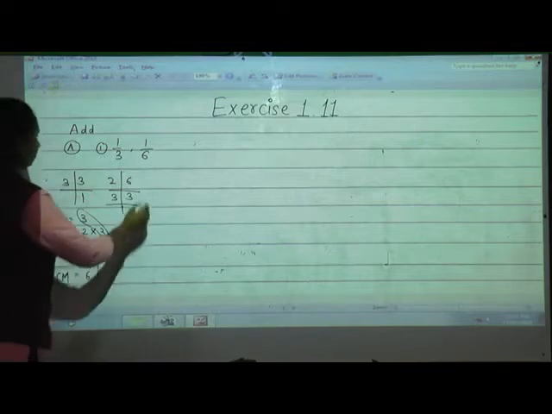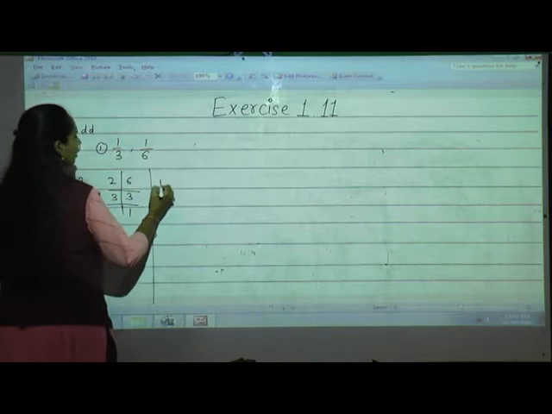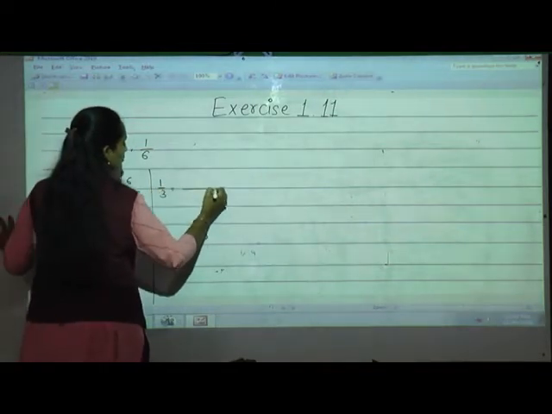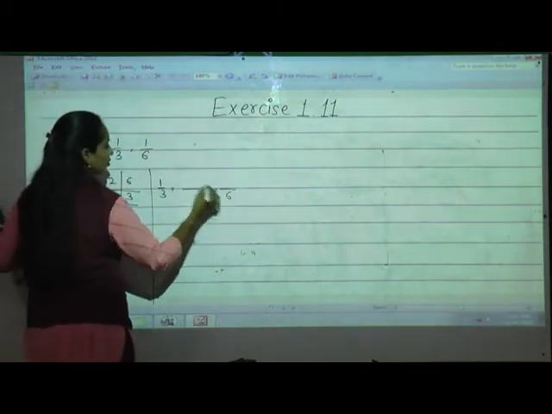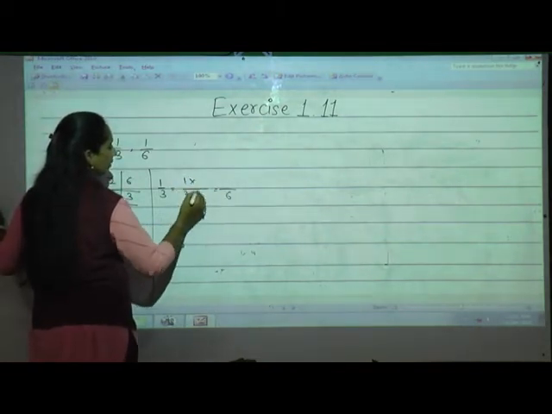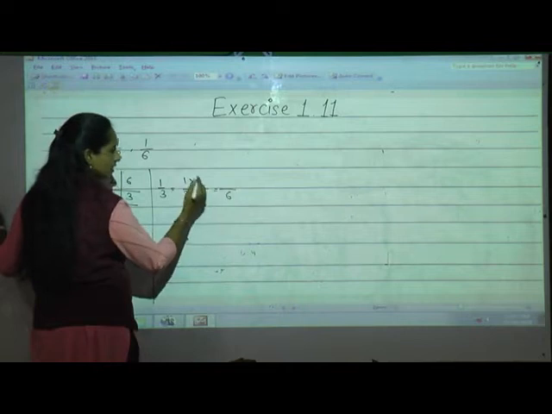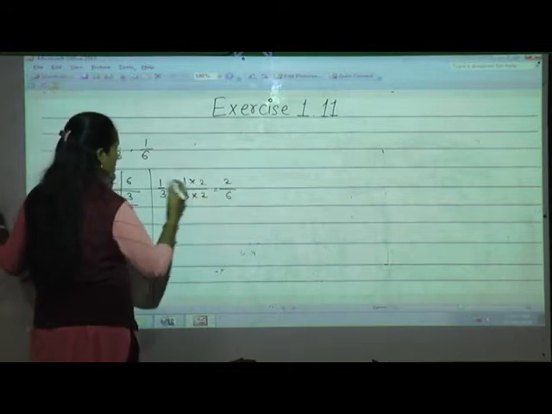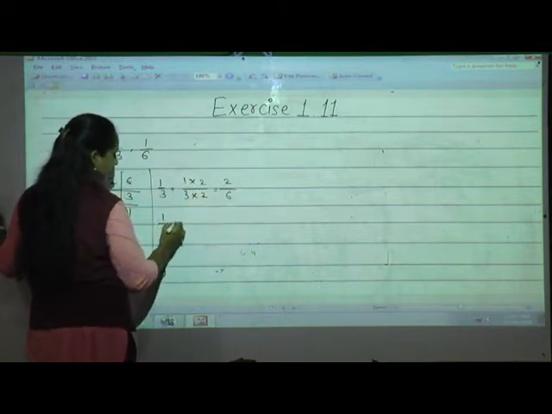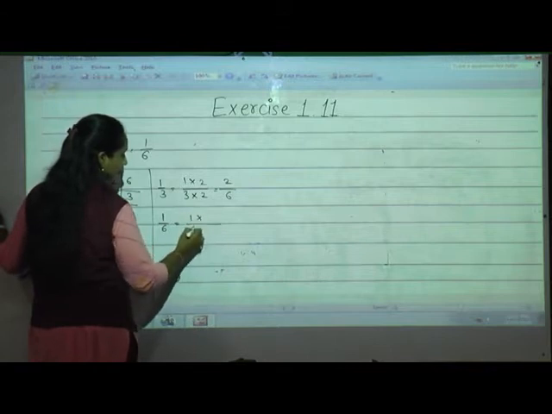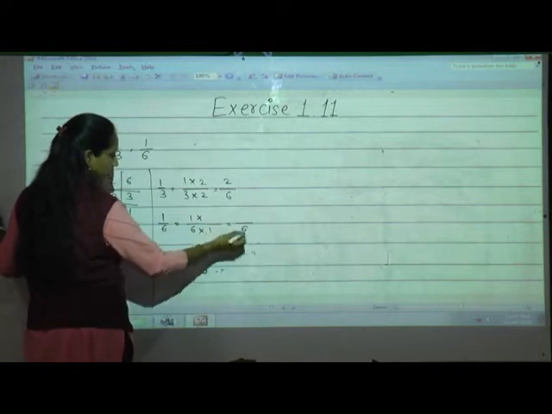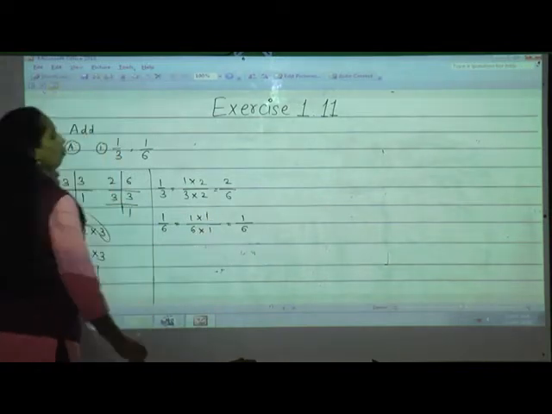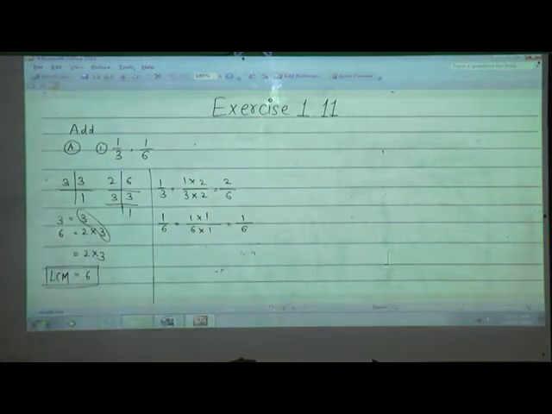Now the next step, 1 upon 3 is equal to, what should come in the place of the denominator, students? 6. So write here 1 upon 3 multiplied by 2, 3 twos are 6. So here also 2, 1 twos are 2. The next, 1 upon 6. 1 upon 6 multiplied by, here should come 6. So 6 ones are 6. Here also 1, 1 ones are 1.